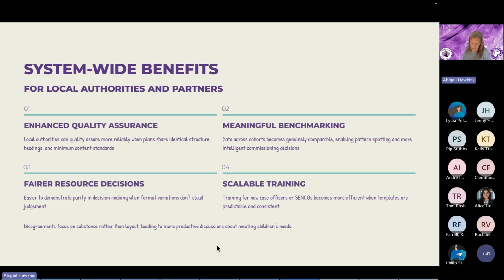So we need a way of being able to determine how much funding we need for things, how many resources we need for something, because it's not always funding, it is sometimes a resource. And then I've put there scalable training, so scaling up from our new caseworkers and our SENCOs to everybody that actually needs that. And I've put down at the bottom there that disagreements usually focus on the substance rather than the layout, but it's what's in there as much as where we put it that's really important.